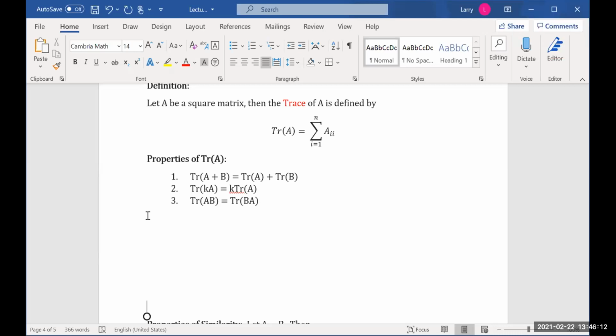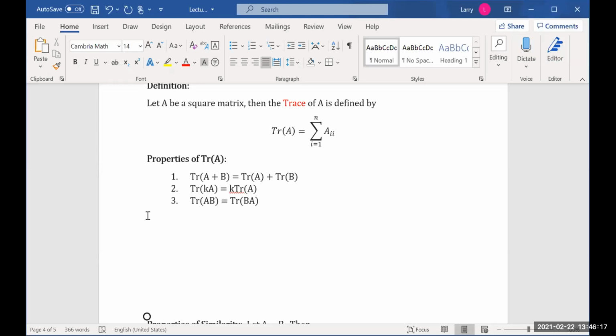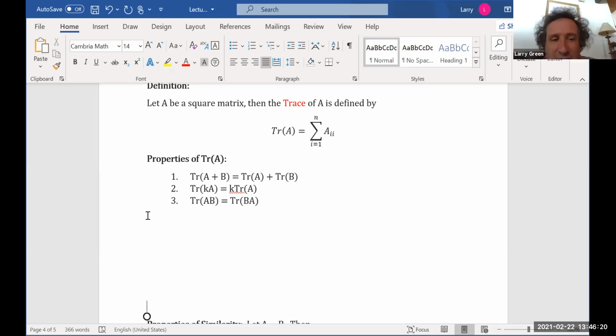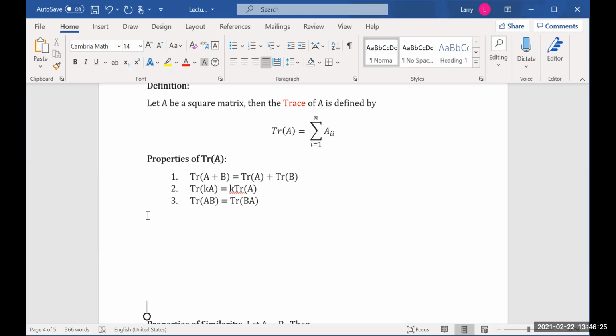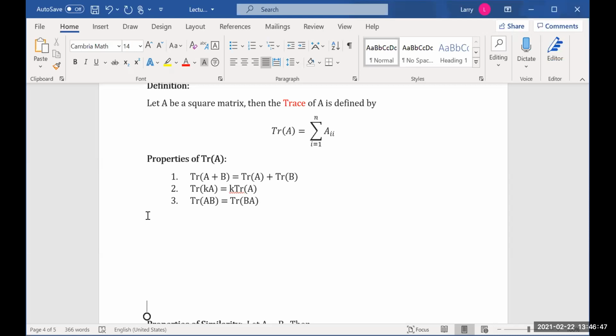Yes, because of the properties of summation. Yeah, summation of matrices, right? When you add two matrices, you just add the elements. Well, guess what? The elements along the diagonal get added. So if you add all of those, you're just adding. Do you agree that property 1 is obvious? How about property 2? Is that obvious also? That should be obvious.